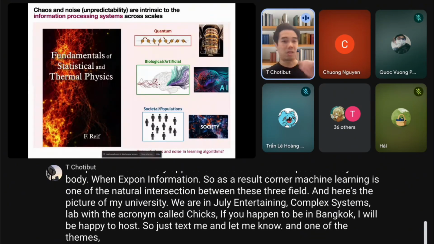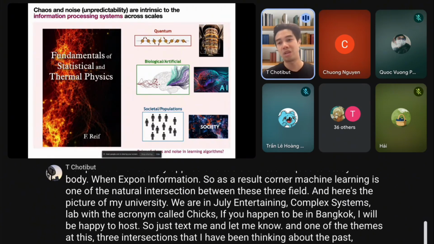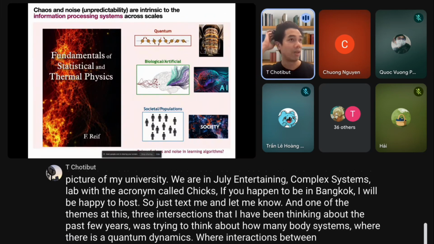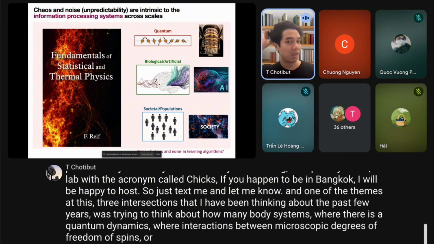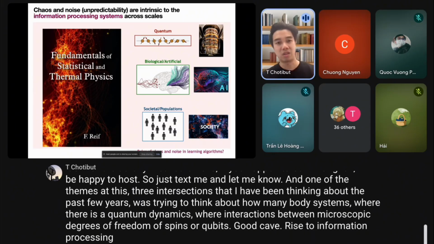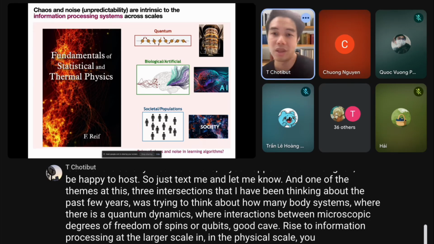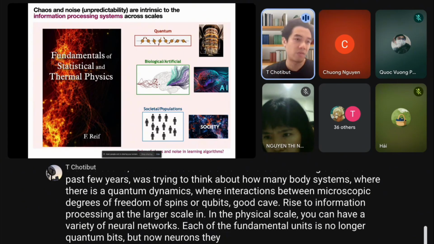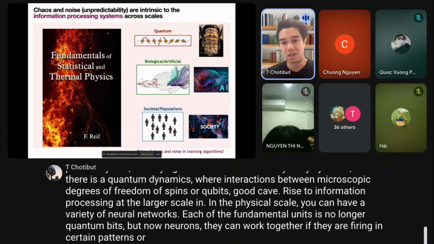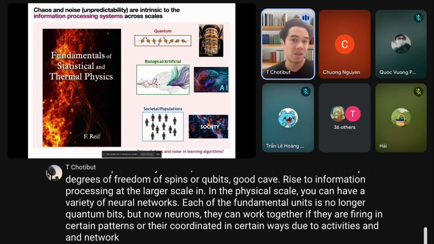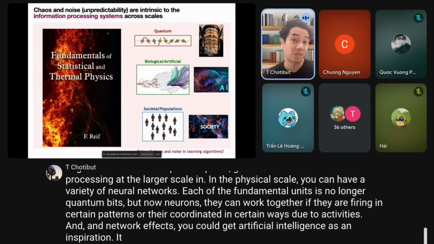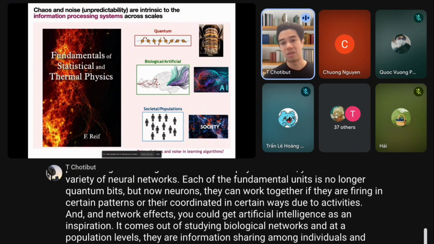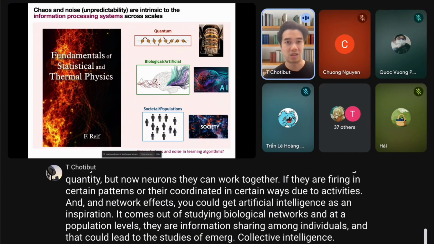One of the themes at these three intersections that I have been thinking about the past few years was many-body systems with quantum dynamics, where interactions between microscopic degrees of freedom, such as spins or qubits, could give rise to information processing at the larger scale. At the physical scale, you could have a variety of neural networks. Each fundamental unit is no longer a quantum bit, but now a neuron. They can work together if they fire in certain patterns or are coordinated in certain ways due to activities and network effects. You could get artificial intelligence as an inspiration that comes out of studying biological neural networks. And at the population level, there is information sharing among individuals, and that could lead to the study of emergent collective intelligence in society and so on and so forth.